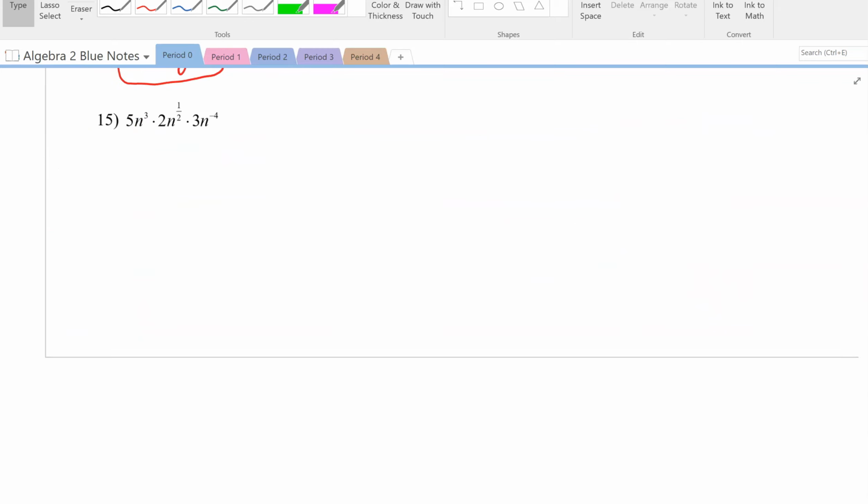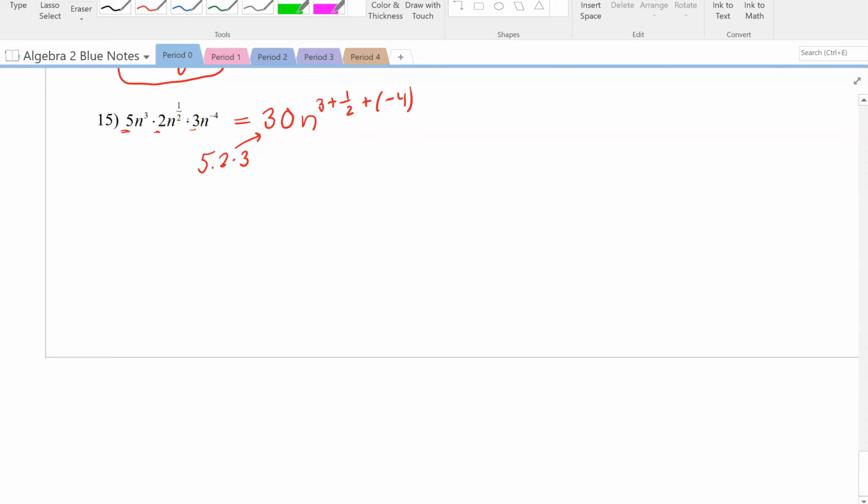Now, in our last example, number 15, we just basically have a multiplication problem with numbers 5, 2, and 3, and then bases with different powers. So the way we handle that is we can go ahead and multiply the numbers together. So 5 times 2 is 10, times 3 is 30, right? That was the product of 5 times 2 times 3. Now for the n's, we would add all of those exponents together, the positive with the negative, because these n's were connected through multiplication.